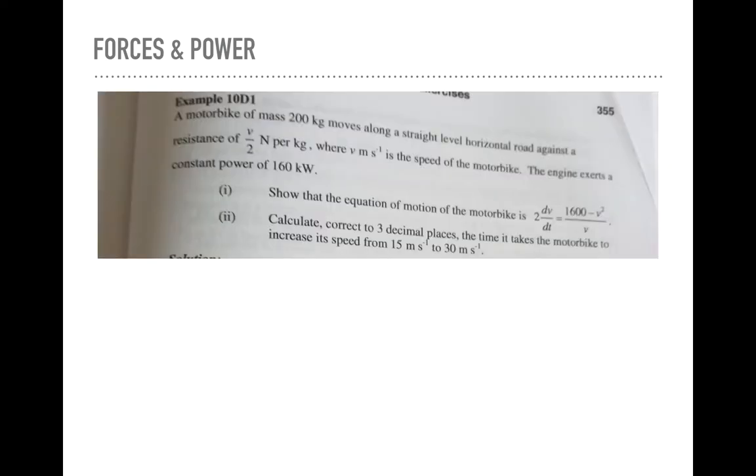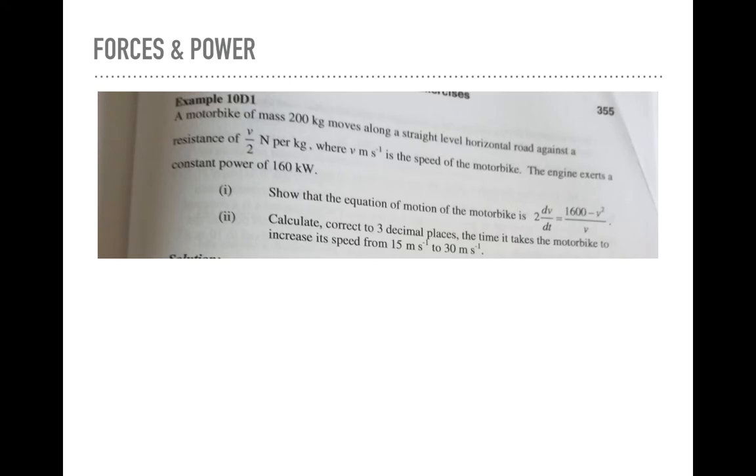All right, we have a motorbike, mass 200 kg, moves along a straight, level, horizontal road against a resistance of 5V over 2 newtons per kilogram. That's interesting. Where V meters per second is the speed of the bike. The engine exerts a constant power of 160,000 watts. Remember, that has to be in SI units. That's also kind of interesting.